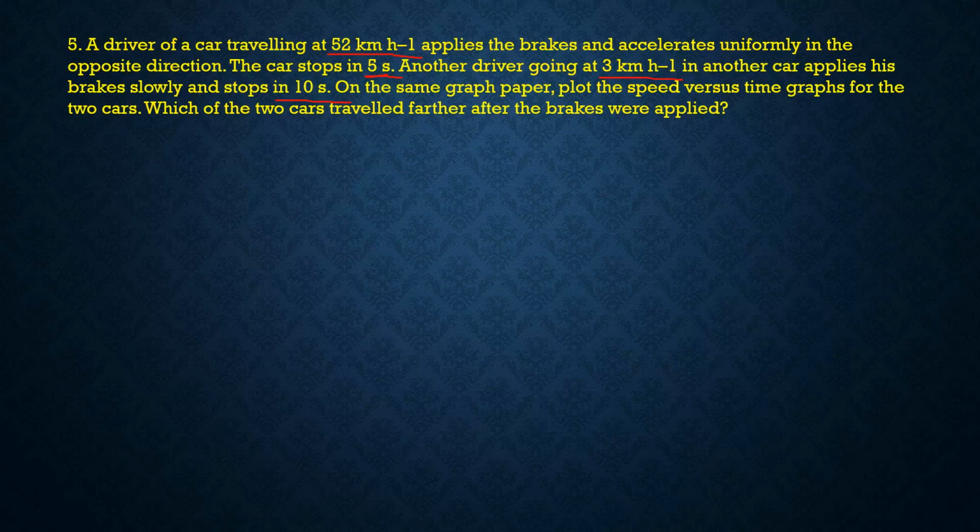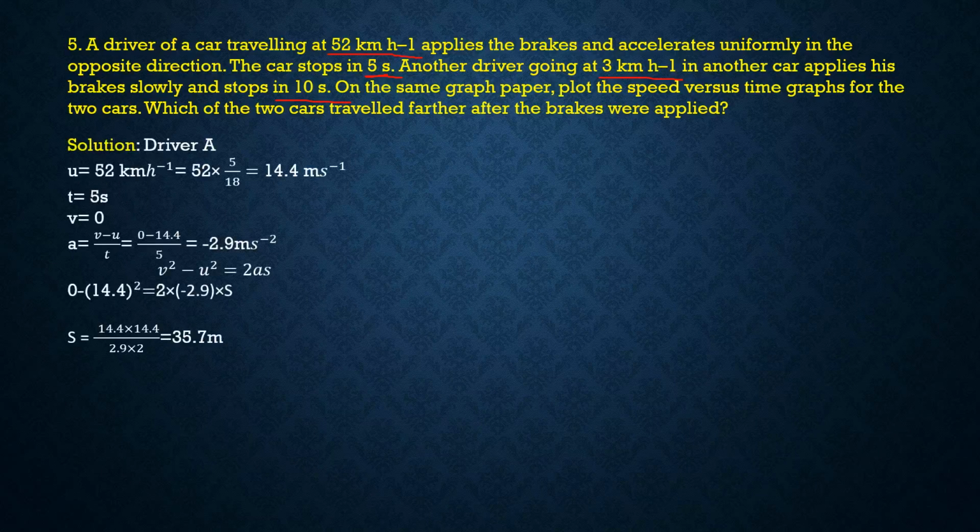For driver A, initial speed is 52 km per hour. We will convert it into meter per second by multiplying it by 5 by 18. So 14.4 meter per second is the initial speed. Time to stop is 5 seconds. Final speed is 0. So we will find acceleration. It will come out to be negative, and negative means retardation. Put the values of v, u, a in this equation, v square minus u square equals 2as. v is given, u is given, a is given, we can find out s. So when we put the values, we will get s equal to 35.7 meter.